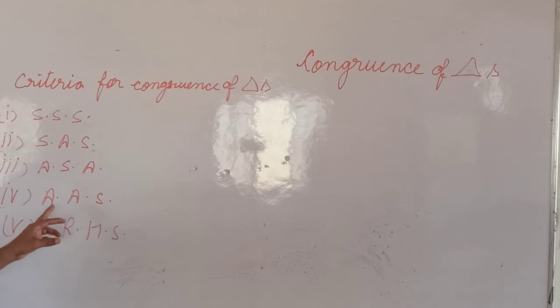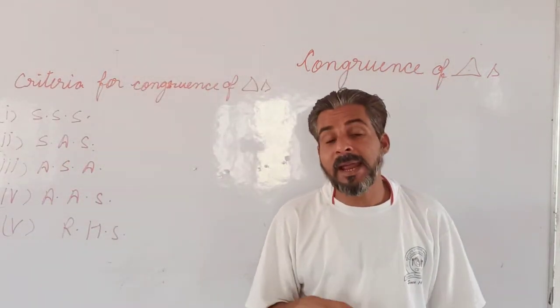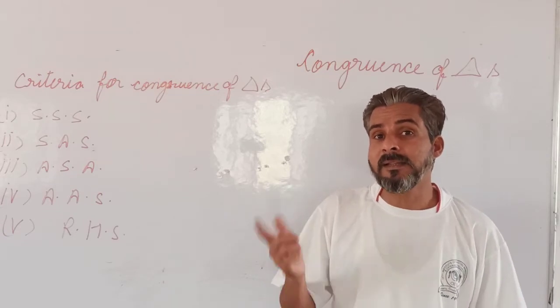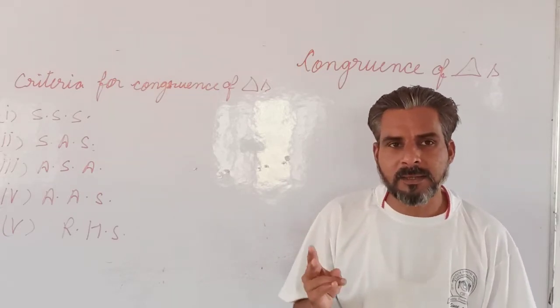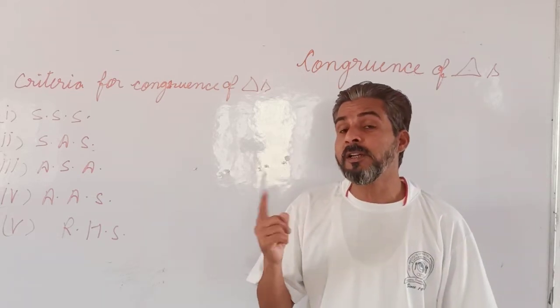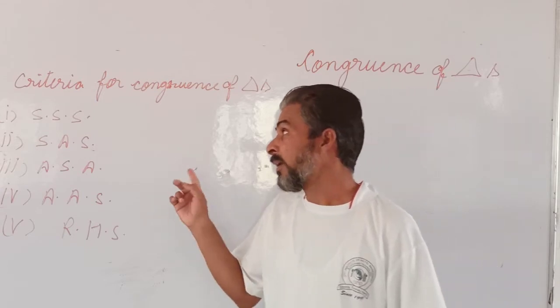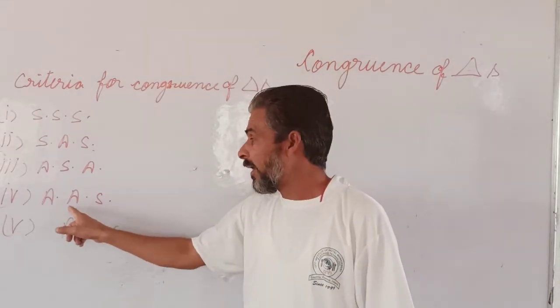Fourth one, angle, angle, side. If two corresponding angles are equal and the non-including side is equal. Two angles, any two angles. How many angles are there in a triangle? 3. So out of 3, any two angles are equal and the non-including side is also equal. Then we can say the triangles are congruent on the criteria angle, angle, side.